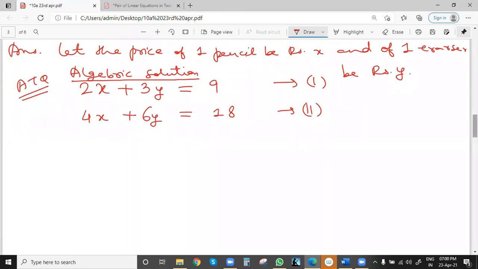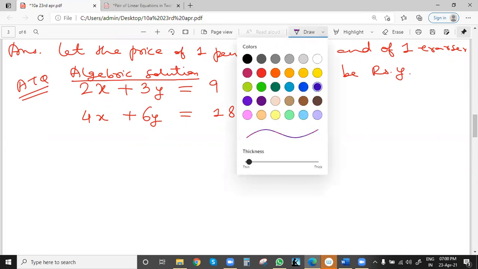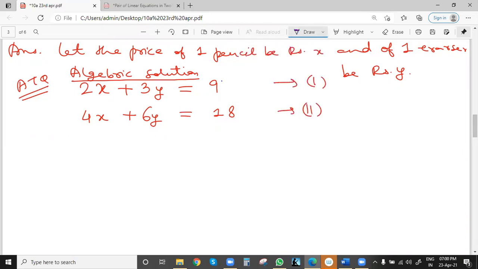What is the method here? We can use elimination method or substitution method, or cross multiplication method. Any one method we can have. Suppose we use elimination method. In elimination method, we eliminate either x or y. Here we have 3y and here we have 6y, so we can multiply the first equation with 2 to equate the y values.